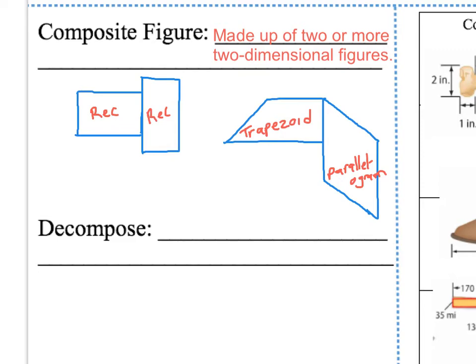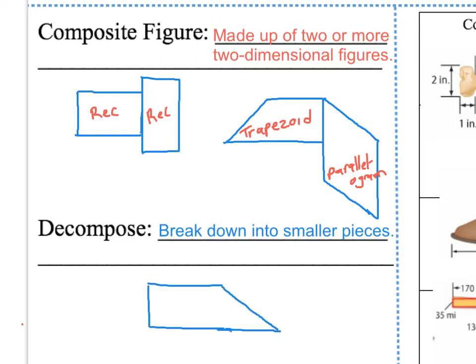The second vocabulary word is to decompose. And decompose means to break down into smaller pieces. In this case, since we're talking about composite figures, we can break them down into smaller shapes or basic shapes.